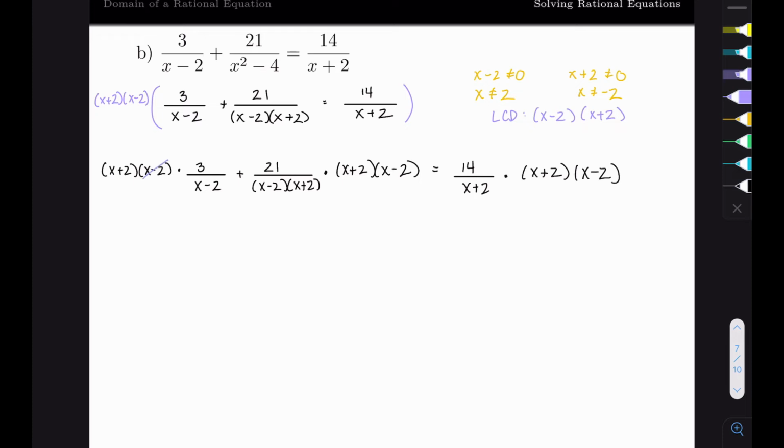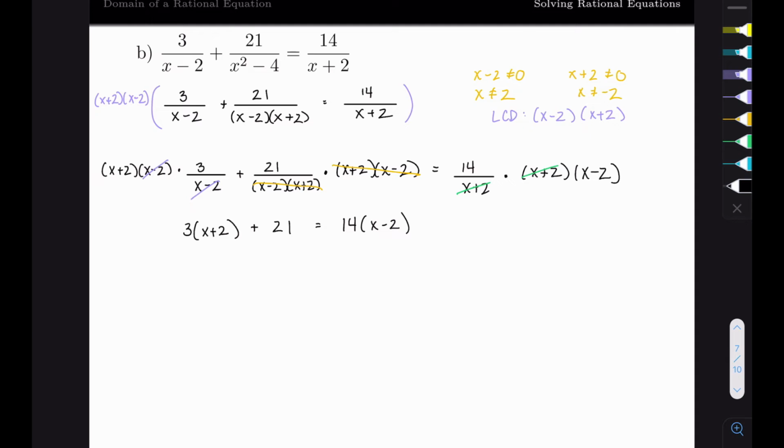So for the first one, the x minus 2's cancel. For the second one, everything cancels. And for the third one, just the x plus 2's cancel. So you might be good to just jump to this next step if you feel confident in that. For the 3, you're going to be left with the x plus 2 when you multiply by the common denominator. The 21 is the only thing that survives when we multiply by the LCD. And for the far right fraction, the x plus 2's cancel, so we're just left with 14 times x minus 2.